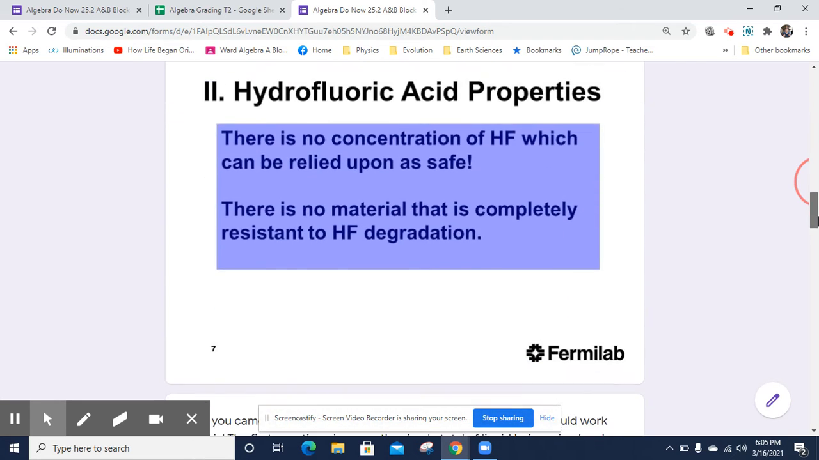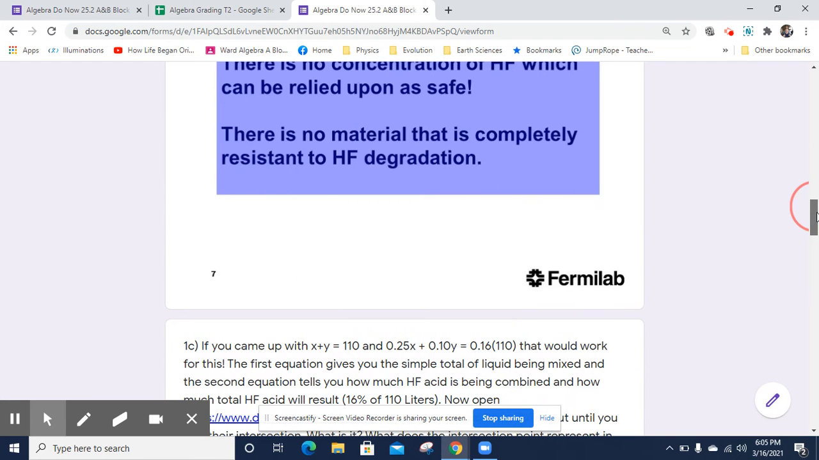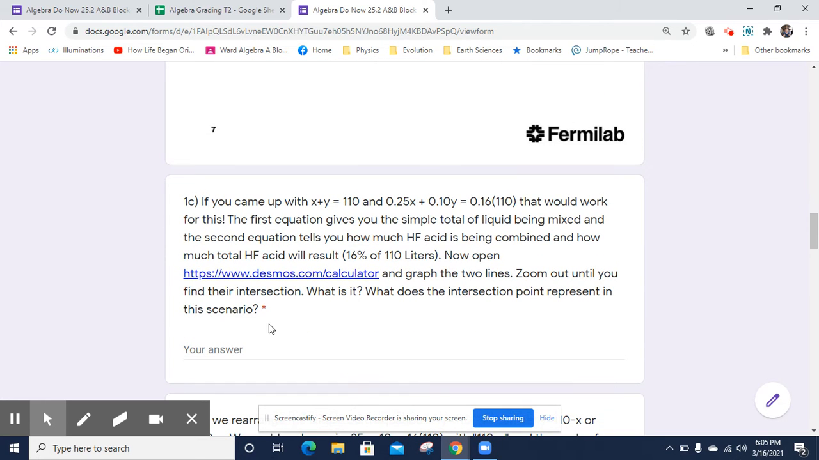Oh, there is no concentration of hydrofluoric acid which can be relied upon as safe. There is no material that is completely resistant to hydrofluoric acid degradation. That means if you put it in a container, eventually it's going to burn through the container. This is because fluorine, by the way, is so good at stealing electrons from things.